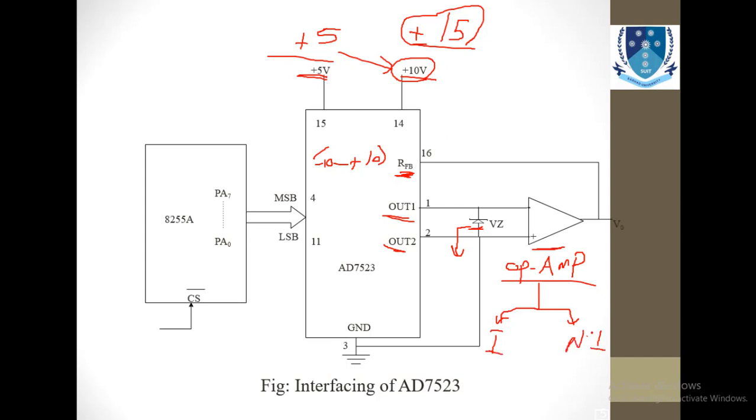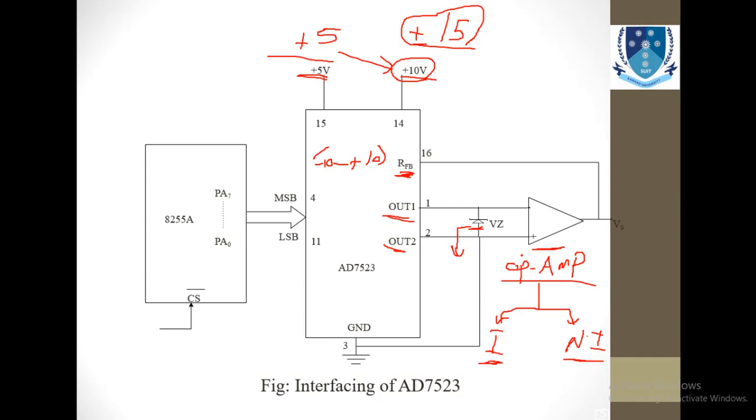And inverting basically means that the output and input will be in out of phase form, and non-inverting means the input and output will be in the same phase actually. This will be phase shift, and there will be no phase shift. In non-inverting means no phase shift.